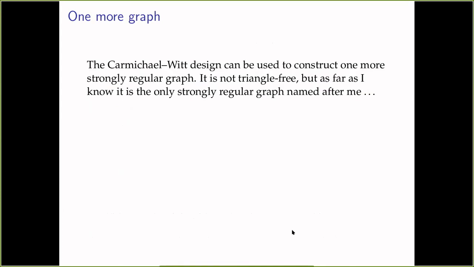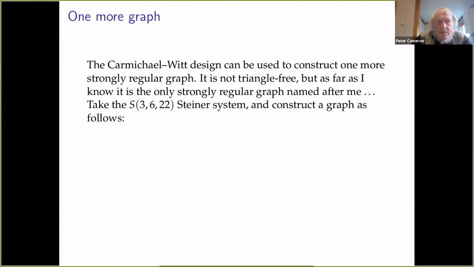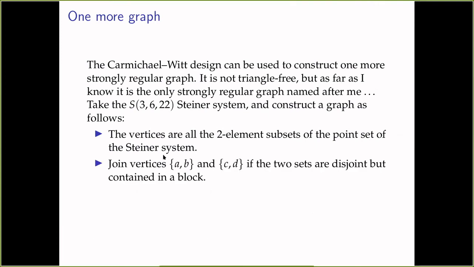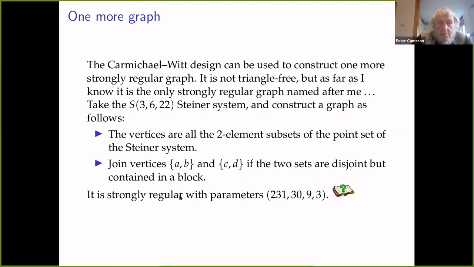And I would just like to finish up with one more graph because it's not a triangle-free strongly regular graph, but as far as I'm aware, it's the only strongly regular graph that actually has my name attached to it. So it's built from the Witt Steiner system, the Steiner system on 22 points. So this is what we do. Instead of the sort of constructions we did before, the vertices are all the 2-element subsets of the 22 points. So there are 22 choose 2, which is 231 of them. And we join vertices {a,b} and {c,d} if those 2 sets are disjoint, but contained in a block of the Steiner system. And that turns out to be a strongly regular graph, and there are its parameters.